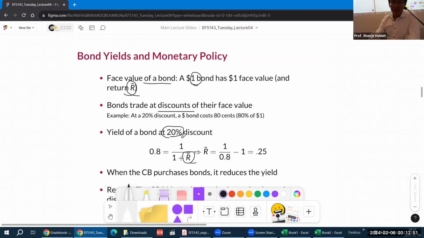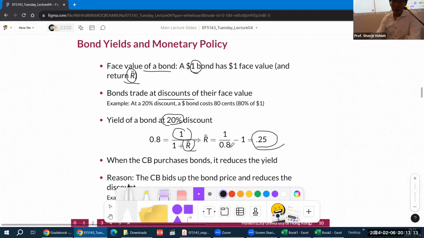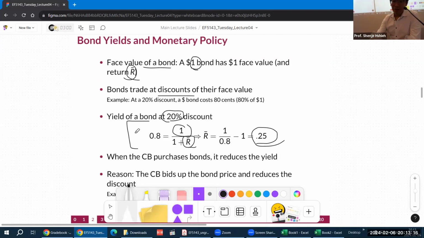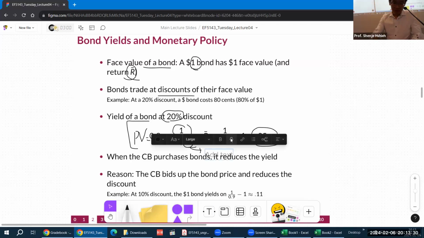This is over one period, say 1 year. Then you can easily solve it by setting the price equal to the par value divided by the return, right? The periodic return you get on this bond. So solving for R gives us an interest rate of 0.25, right? So based on this equation, remember, this is the present value or price, and this R is called the yield. Okay, let me type it out. Yield.